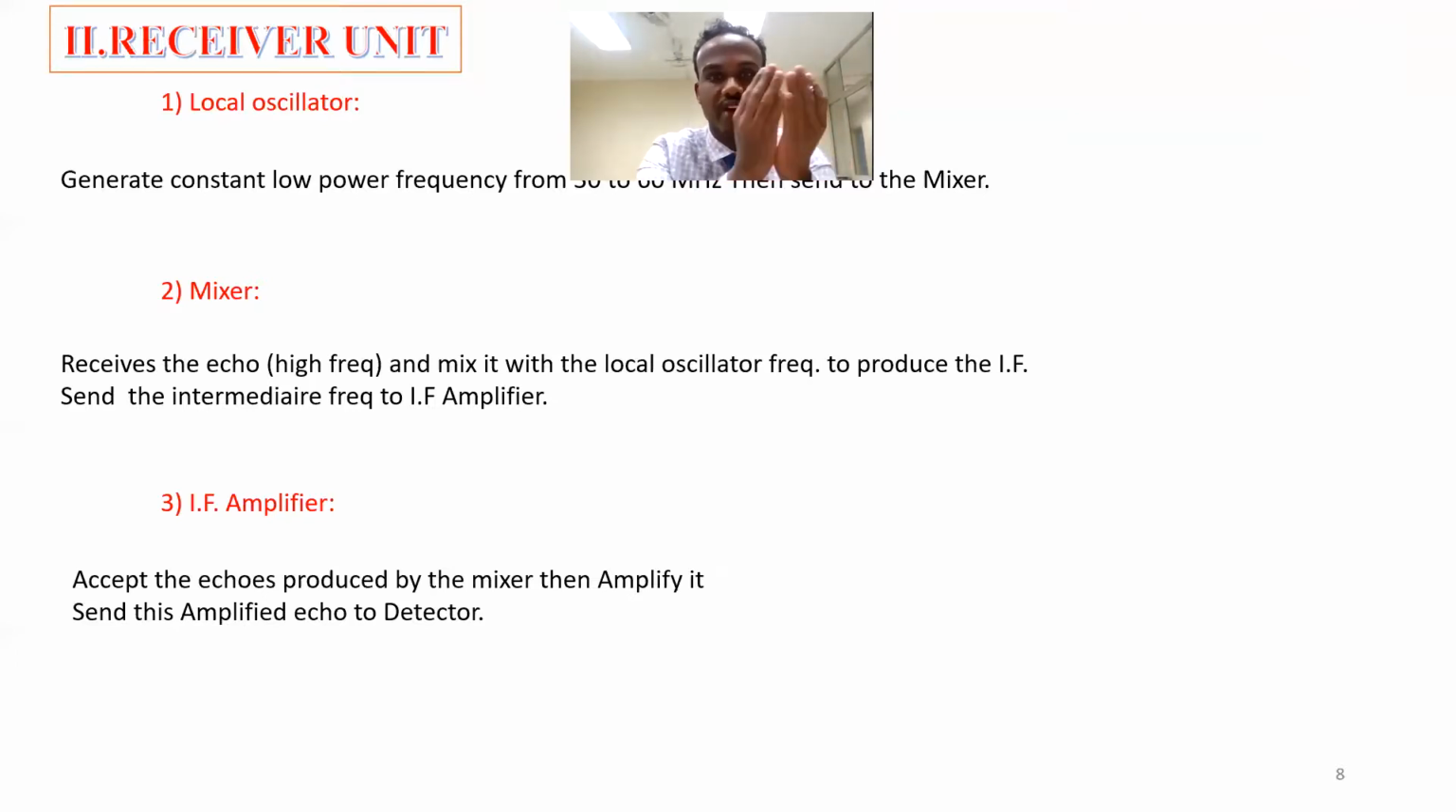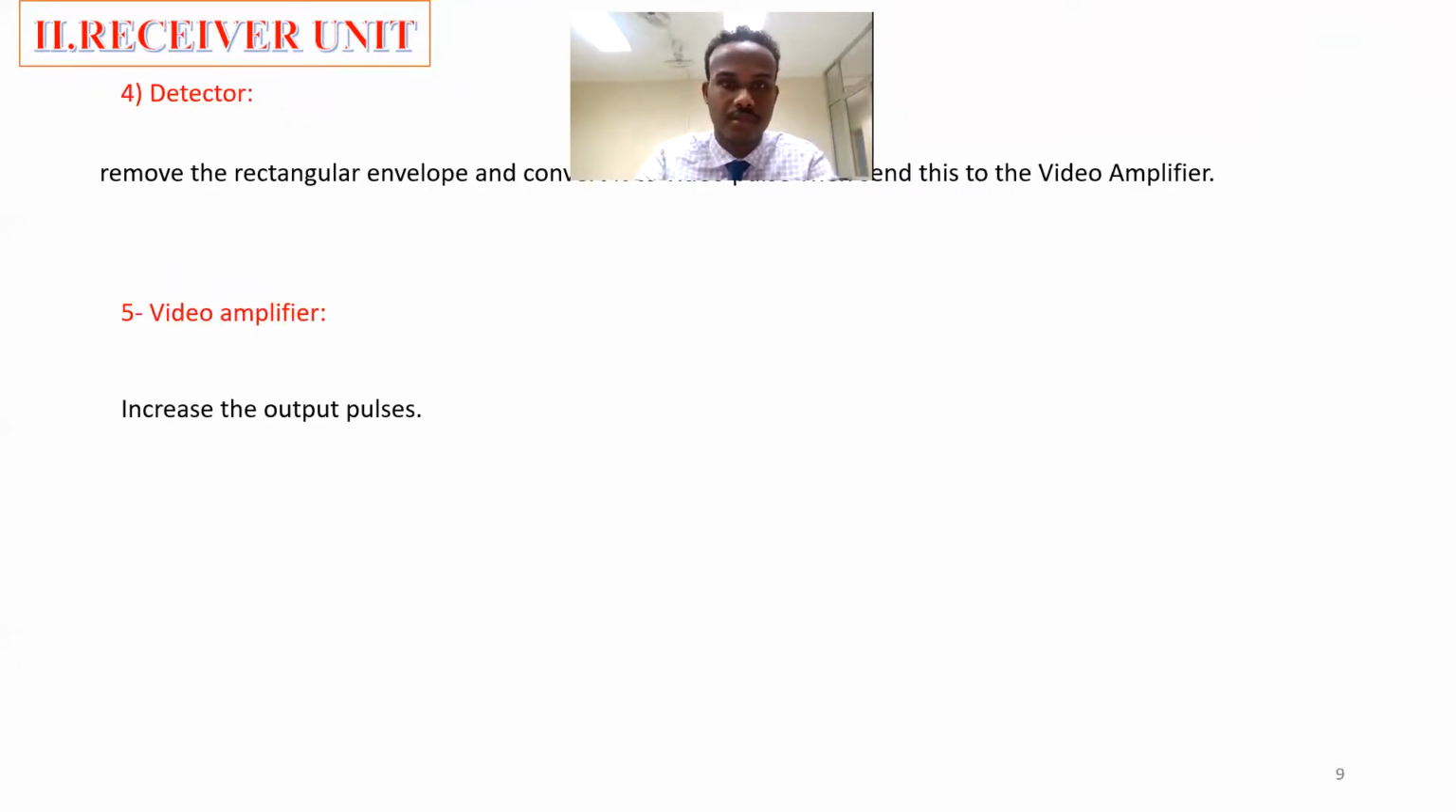The intermediate frequency amplifier function is what? It is to receive the intermediate frequency, then amplify it. And finally, send these to the detector. The fourth component inside the receiver unit is the detector, which is responsible to remove the rectangular envelope and convert it to the video pulses. Then it sends this to the video amplifier.